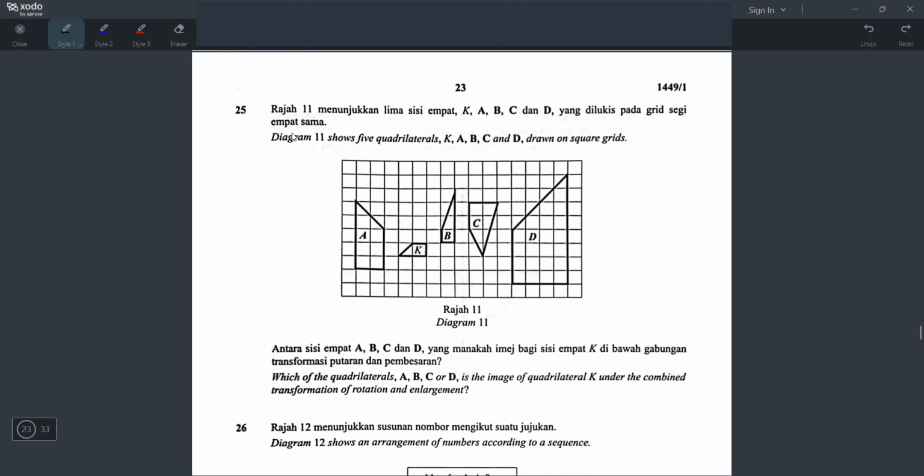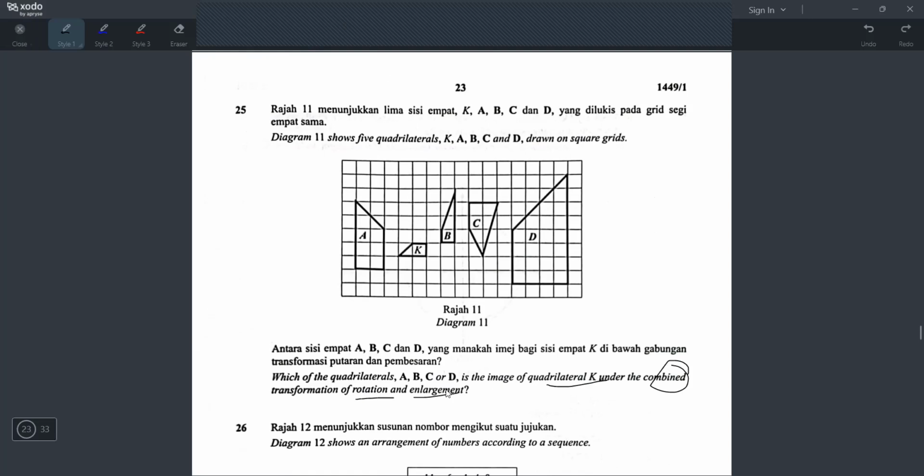Okay, I'll explain to you why I said that. Diagram 11 shows 5 polygons, 1, 2, 3, 4, 5, okay. And then it says K, A, B, C, D drawn on a square grid. Which of the coordinates A, B, C, D is the image of polygon K under combined transformation, rotation, and enlargement?